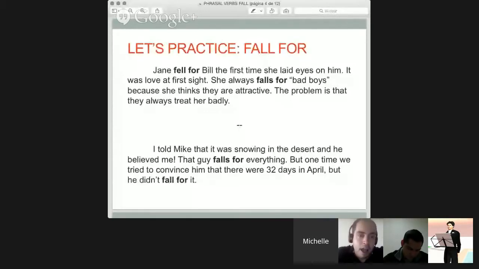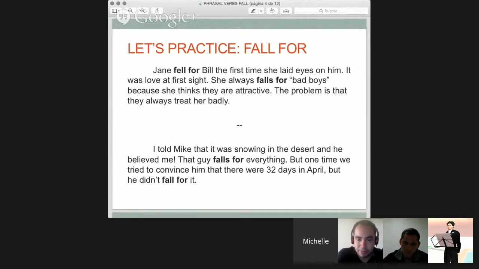Sure. I told Mike that it was snowing in the desert, and he believed me. That guy falls for everything. But one time we tried to convince him that there were 32 days in April, but he didn't fall for it. Good. So based on that context, what is the second meaning of fall for? What does it mean, like to fall for something? Yeah, to be convinced easily.